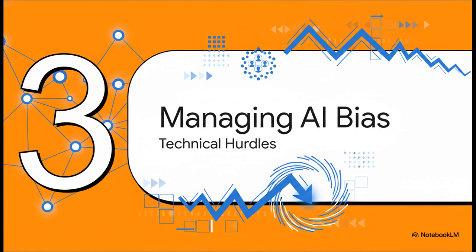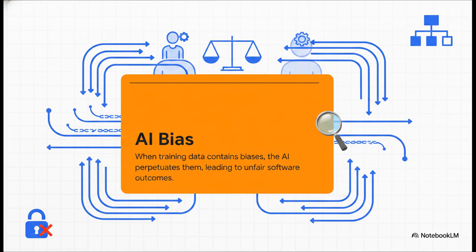Moving right along to Section 3, identifying and managing bias. So what exactly does AI bias look like in the trenches of application development? Well, if the data used to train your AI models contains biases, the AI doesn't just mirror them, it perpetuates them, and in many cases, it actually amplifies them. When you're building software systems that handle user interactions or make automated decisions, think things like loan approvals or hiring algorithms, this bias leads directly to unfair, inequitable, or even discriminatory outcomes. And those carry serious real-world consequences for your end users.